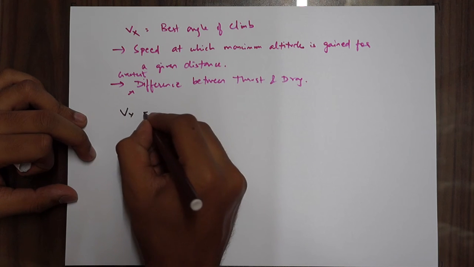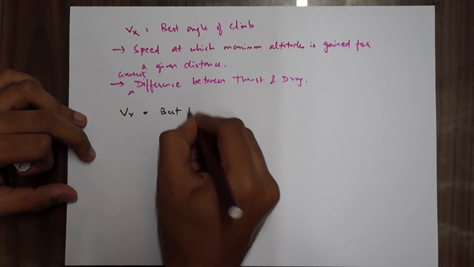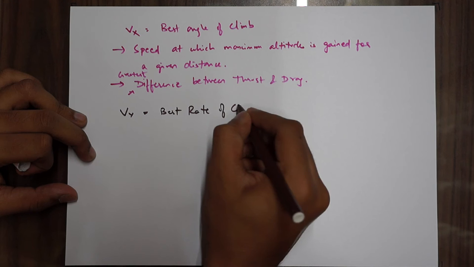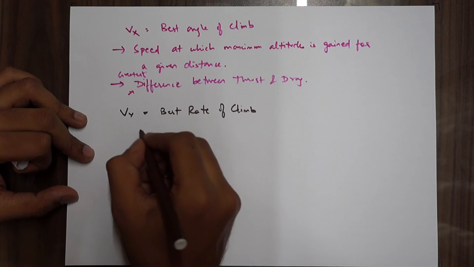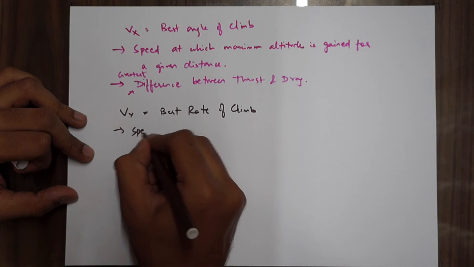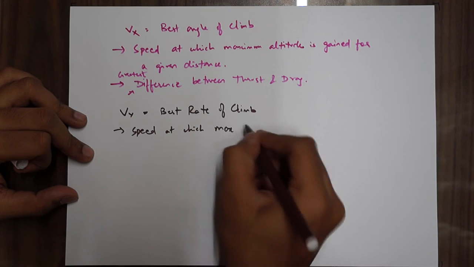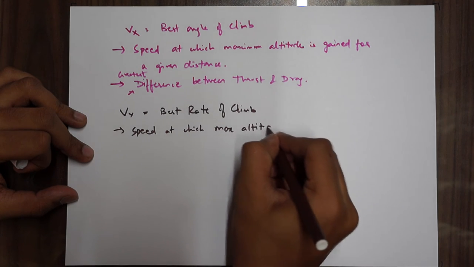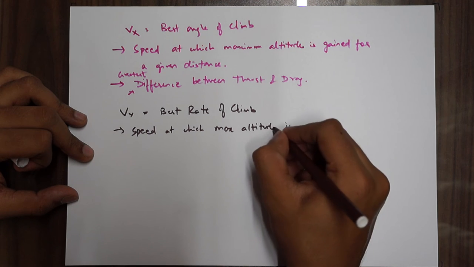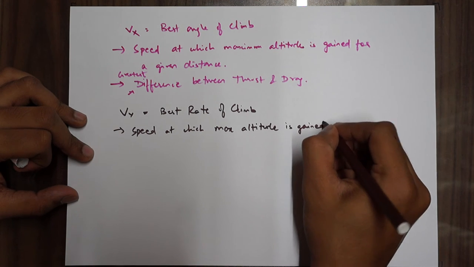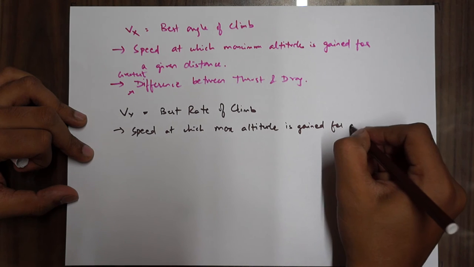Vy is your best rate of climb. So this is the speed at which maximum altitude is gained for a given time.